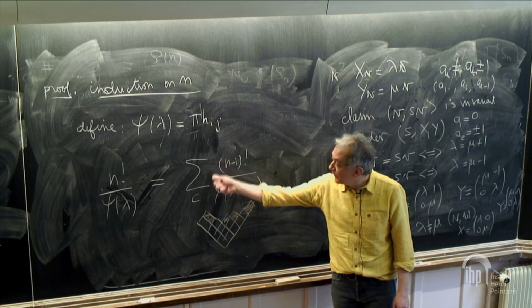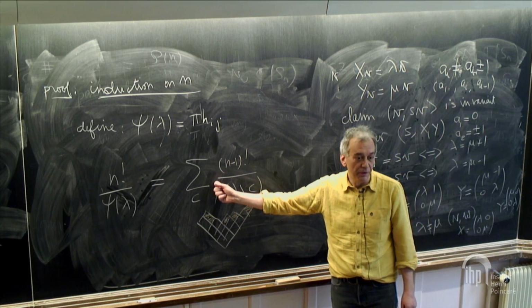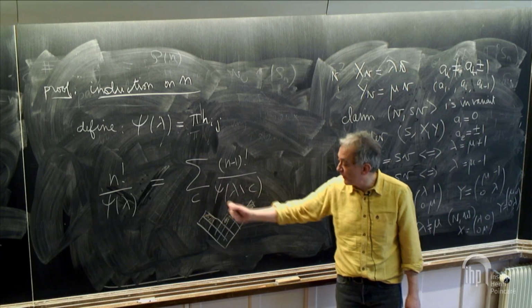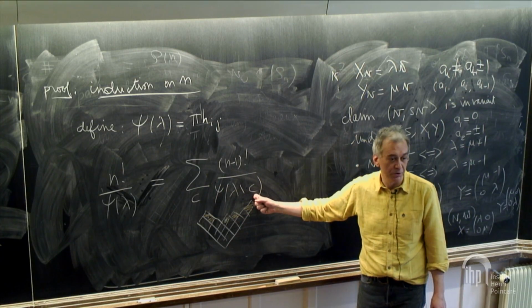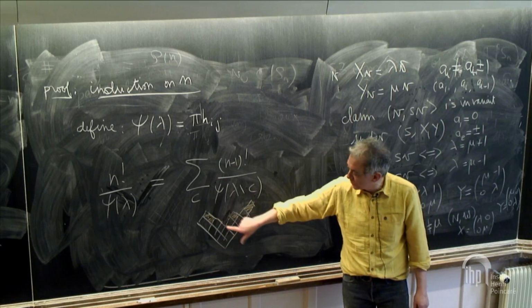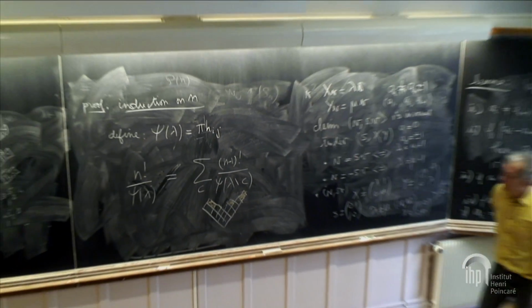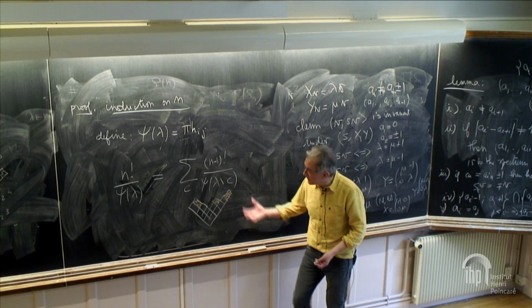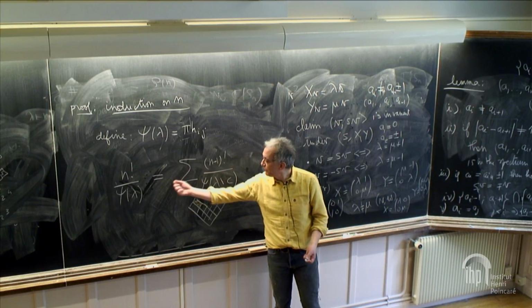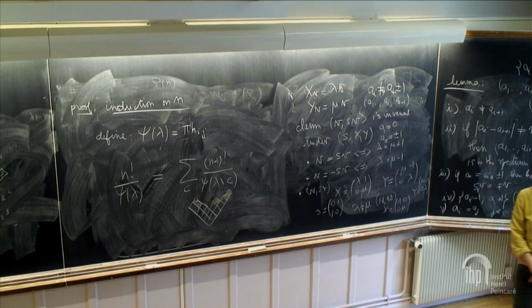And here I assume that by induction, this is the number of standard tableaux of size n minus 1 of the partition lambda where I have subtracted the corner. So for example, if the corner is this one, lambda minus c is just this partition where I have erased the corner. Okay, so I can prove the formula if I prove that this equation is true. And this will prove the formula by induction on n.